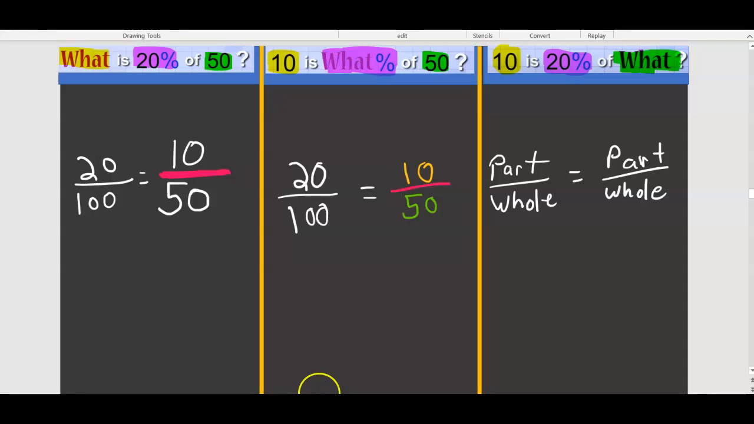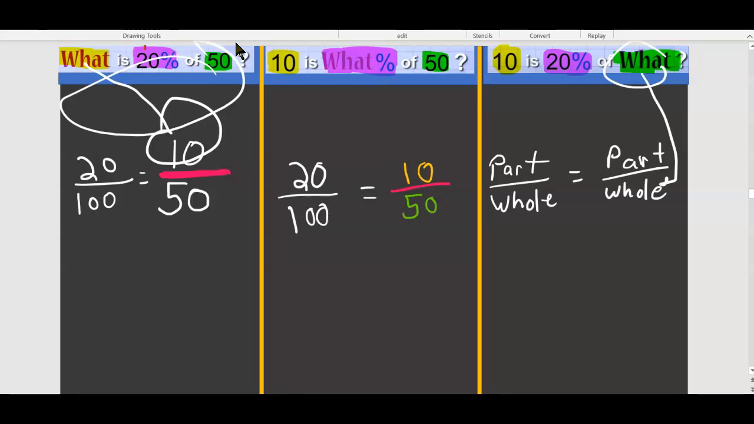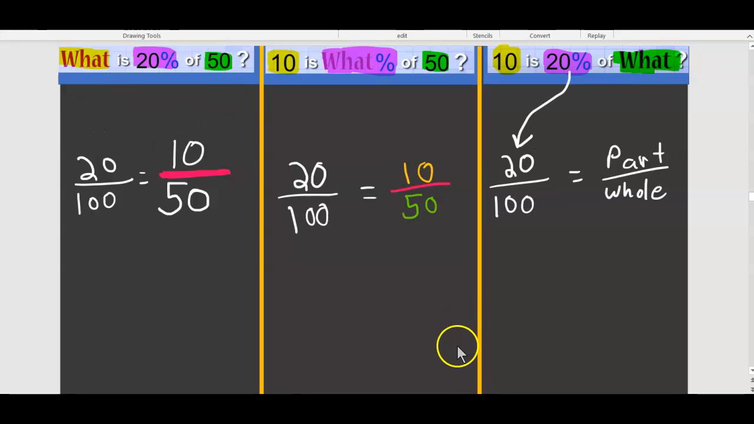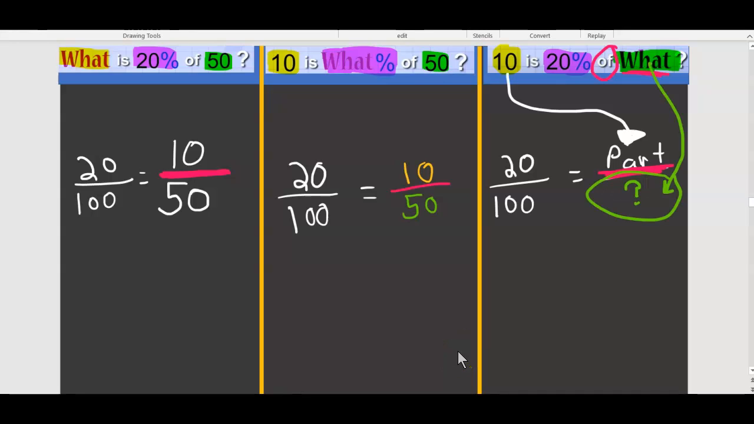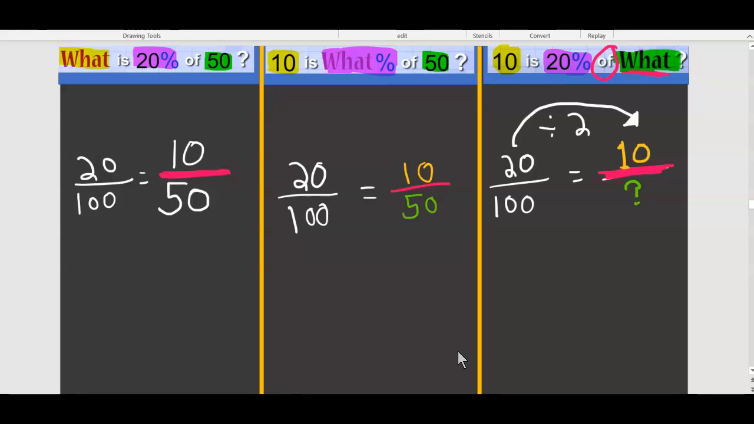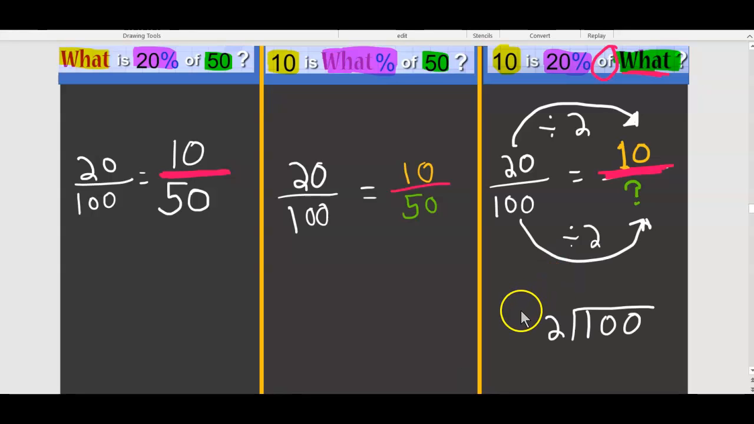Works both ways. Finally, this time we're looking for the denominator, the whole. Last time we found the part. Here, we were trying to find the part. Now this time we're trying to find the whole. Let's start with a percent. Of what? Down the bottom. The part is what they give us. 20 divided by 2 is 10. Do the same thing on the bottom. 200 divided by 2 is 50.